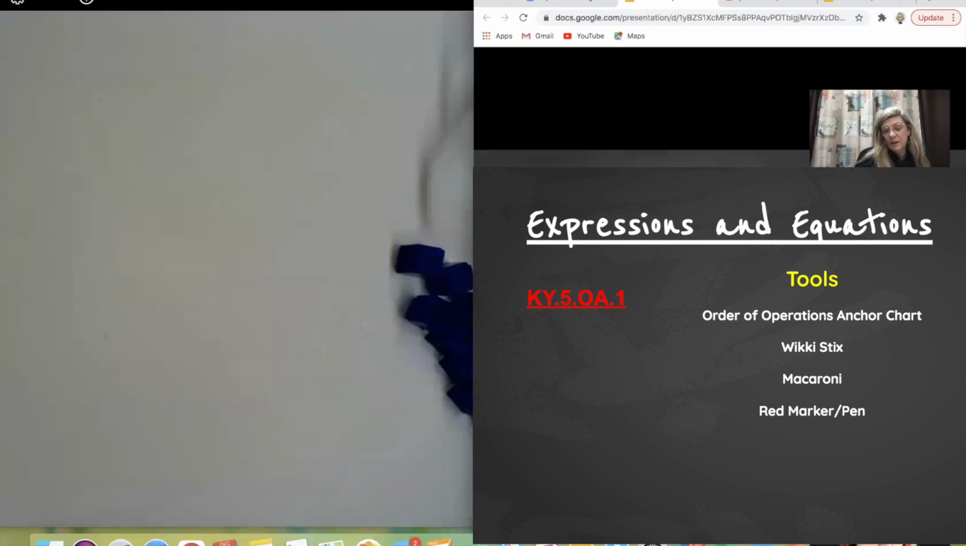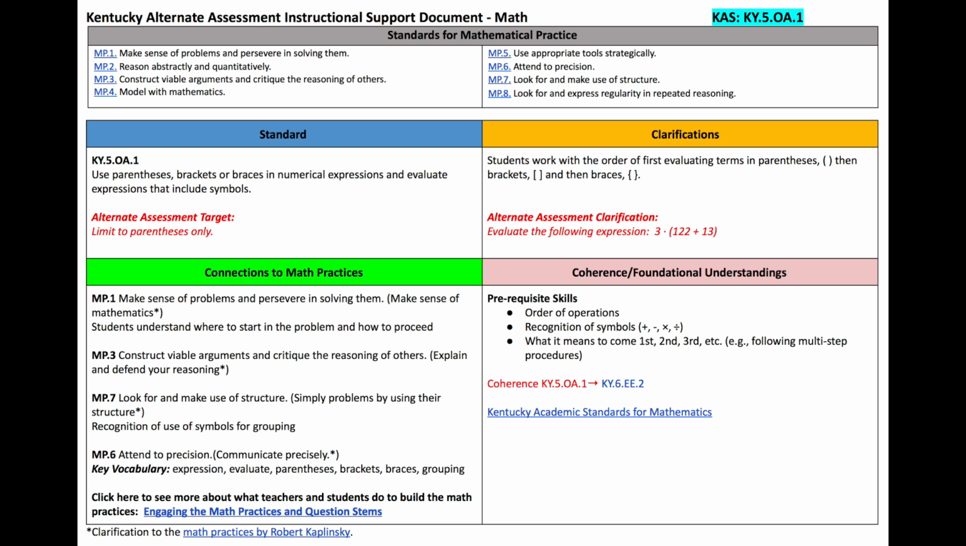Yeah, we've got one last one here with expressions and equations. Of course, your tools here could be an order of operations anchor chart. You could use some wiki sticks or macaroni or a red marker pen, and you'll see why those are some suggested tools here in just a minute. But let's look at what it's actually expecting the kids to do.